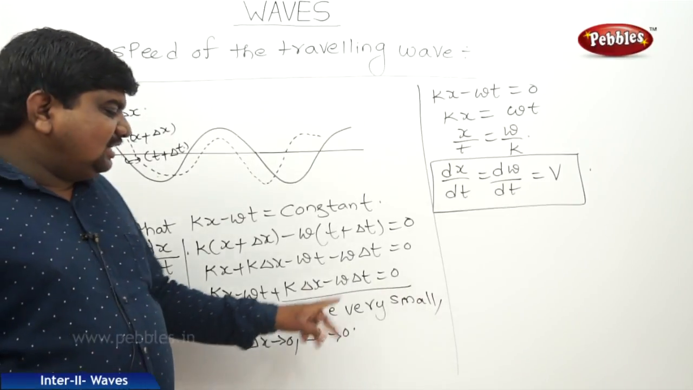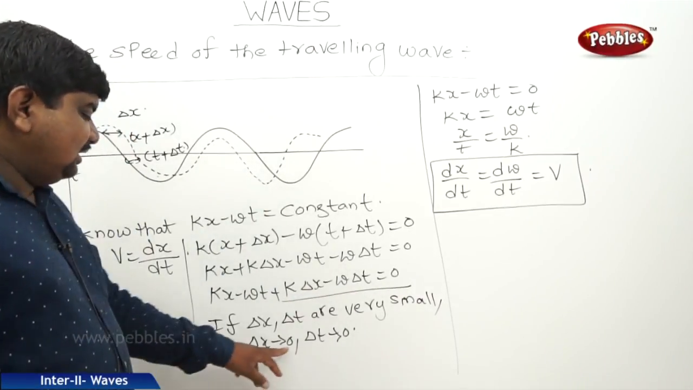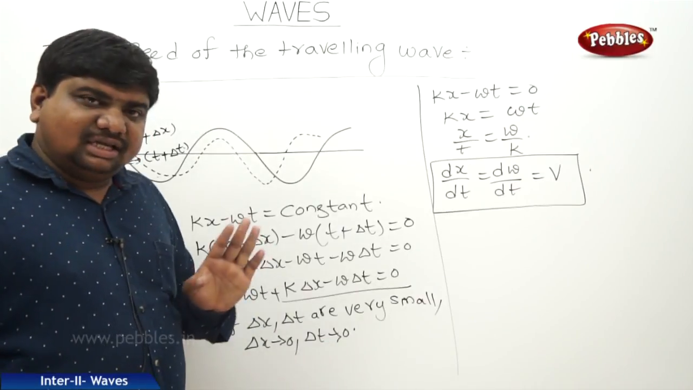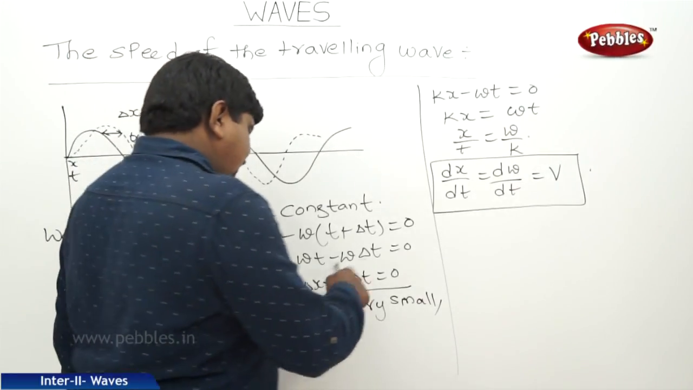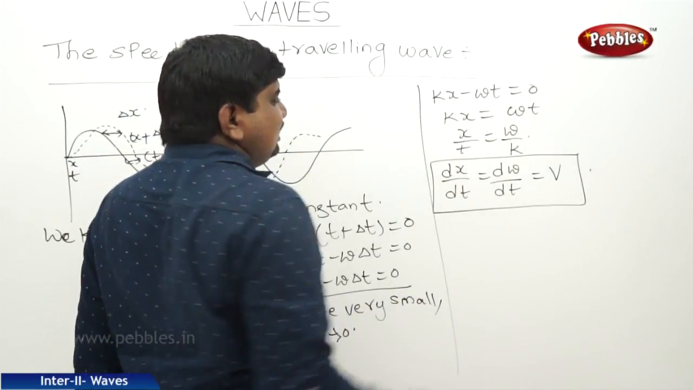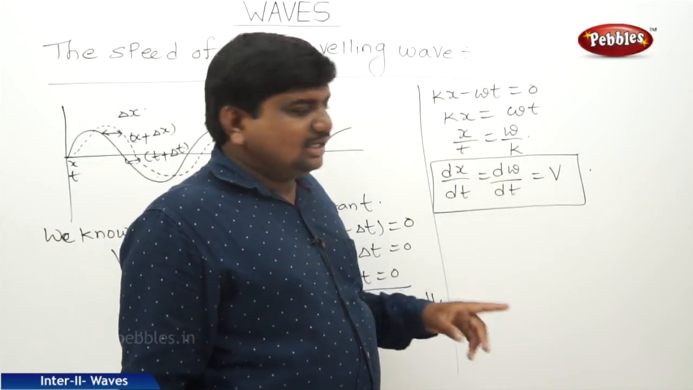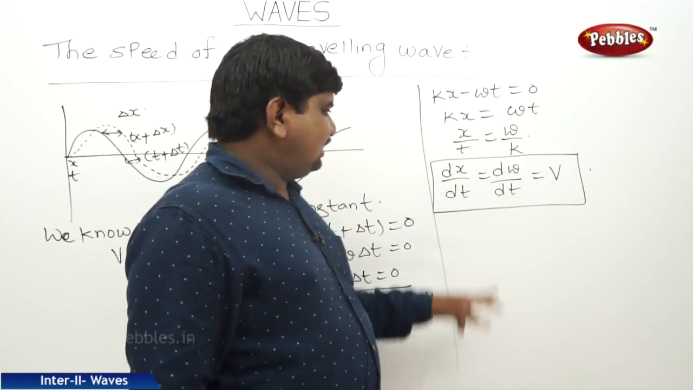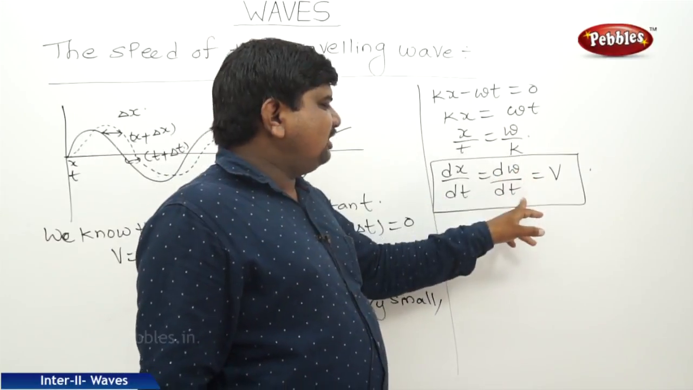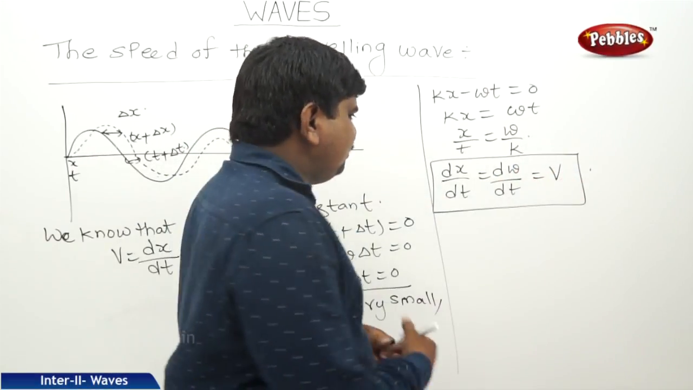So if delta x and delta t are very small, delta x approaches 0 and delta t approaches 0. So these cancel, and kx minus omega t is equal to 0. kx is equal to omega t. x by t is equal to omega by k. So dx by dt is equal to d omega by dk.